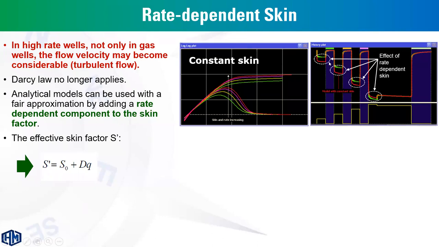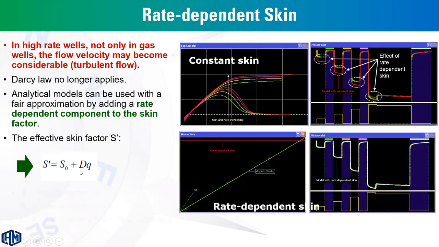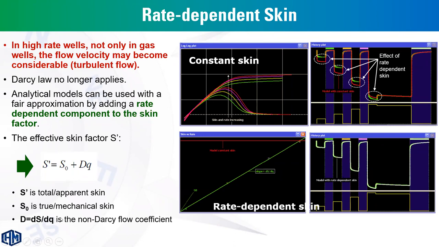Simply, it will have a linear relationship with flow rate. In other words, if we have an increase in flow rate, the rate dependent skin will be increasing. The effective skin equals the mechanical skin plus the rate dependent skin coefficient multiplied by the flow rate. So this is simply the relationship between skin versus rate. It's simply a linear relationship. Once the rate dependent skin is applied, the pressure measurement of the history plot, as you can see, is matched.